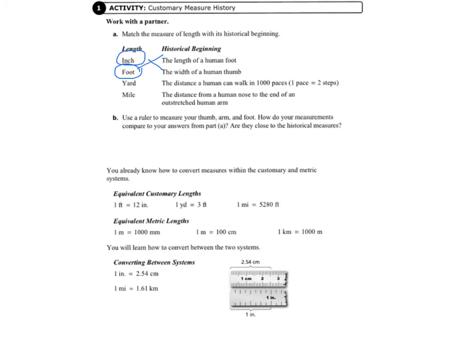A yard was the distance from a human nose to the end of an outstretched human arm, and a mile is the distance a human can walk in 1,000 paces, and a pace equals 2 steps. So be sure you mark those down in your record and practice journal.